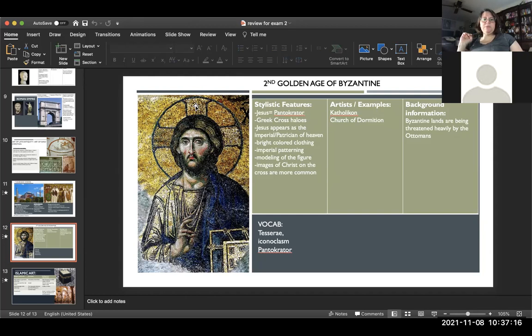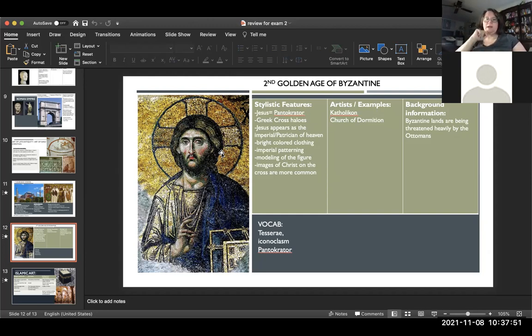We see a sense of imperial patterning. We talked about that from the time of the age of Justinian into the second golden age of Byzantine. That involves these heavily lined treatment to the eyes, these blush colored rosy cheeks, and these rosy lips. If you look at the PowerPoint from the first golden age and the second golden age of Byzantine, I explain in depth what that imperial pattern looks like.